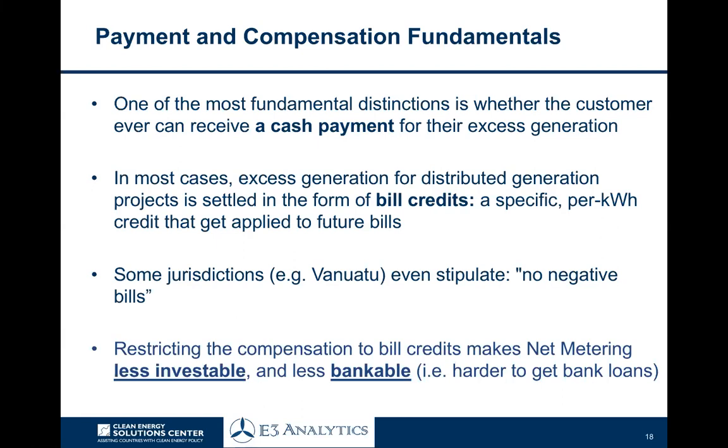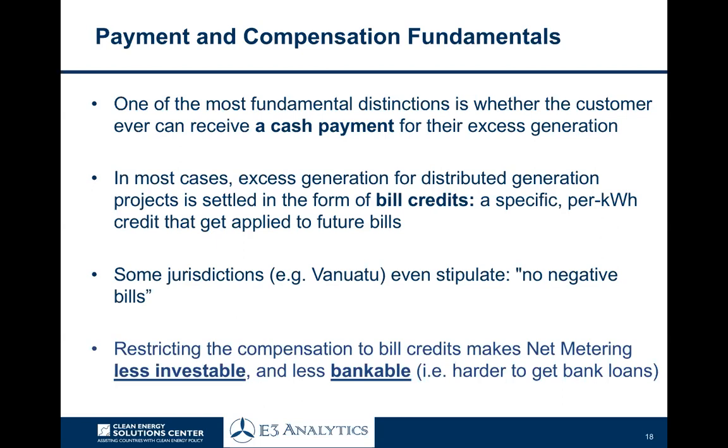As we just pointed out, the difference between a cash payment and a bill credit is fundamental. When you just get a bill credit, net metering is much less investable and therefore much less bankable than under, say, a feed-in tariff or under a net FIT. Because the bank will look at it and say, well, essentially you're just getting a compensation that you carry over to your future bills, but it doesn't translate into a cash payment. In other words, it's not a revenue stream. Because the bank can't consider it as a revenue stream, they can't, in many cases, issue a loan against it. Fundamentally, the customer's creditworthiness is what determines whether they can get a loan for a rooftop solar project or not, rather than the intrinsic bankability of the investment.